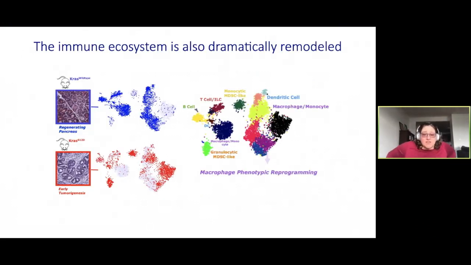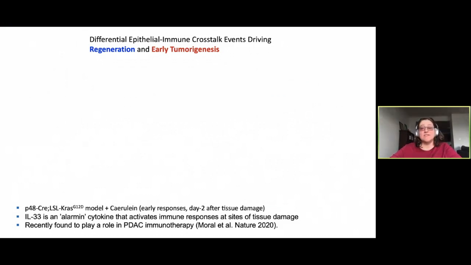I've been focusing on the epithelial cells, but there's also a dramatic rewiring in the immune cells. Again, here are the blue immune cells in the regenerating pancreas, and 48 hours later, the immune cells, and these are healthy, non-mutated cells, are completely different. So the remodeling is also in the immune compartment. And really digging into this story and trying to see what might be driving this difference, we managed to find that IL-33 is really a star of this story.